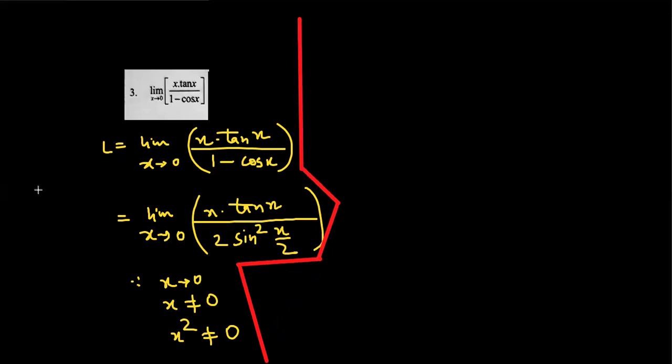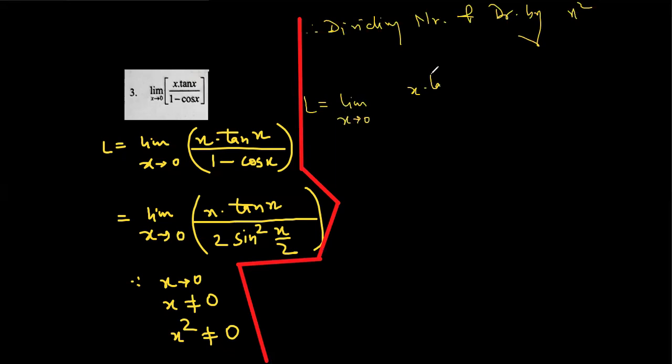Therefore, dividing numerator and denominator by x square. See, I divide numerator and denominator by x square. So I get L is equal to limit x tends to 0, x tan x upon x square, and 2 sine square x by 2 upon x square.